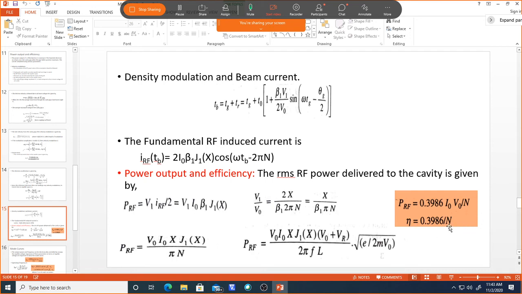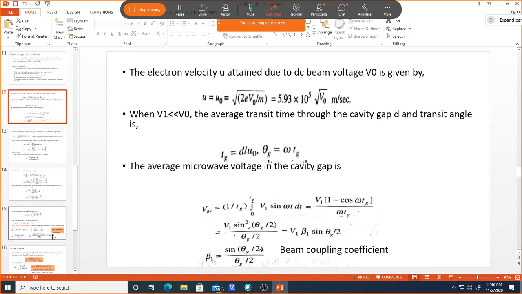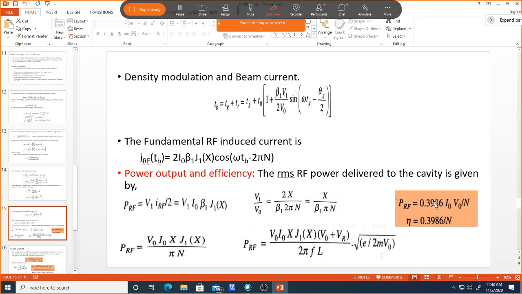Okay, so now if you substitute the value of n for the 3 by 4th mode, you will get the corresponding power output and efficiency, which gives 22.7% efficiency for n equal to 3 by 4th mode. So all these equations you need not remember, because only the end equations are included in this derivation. You only have to remember the end equations, the output power and the efficiency.